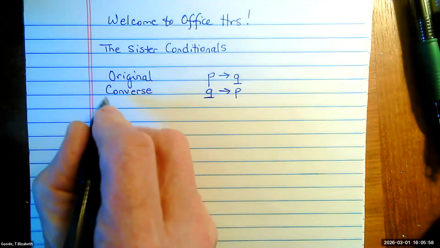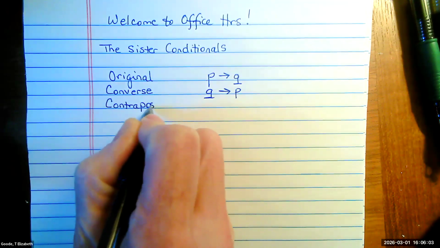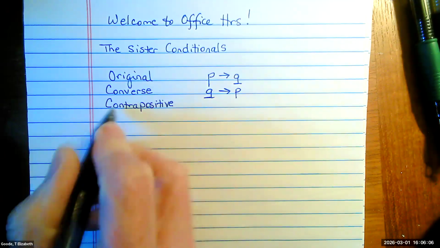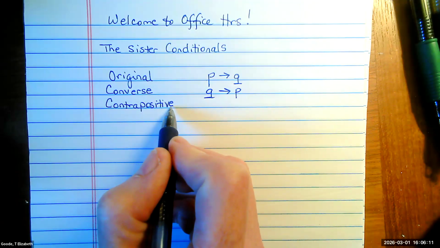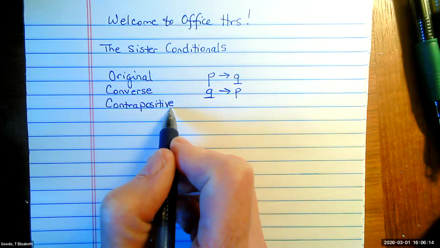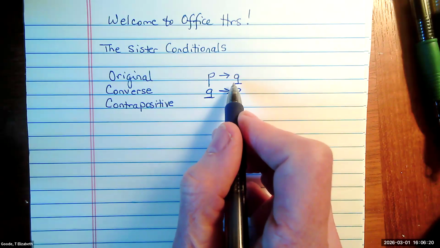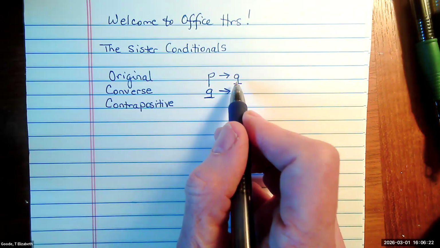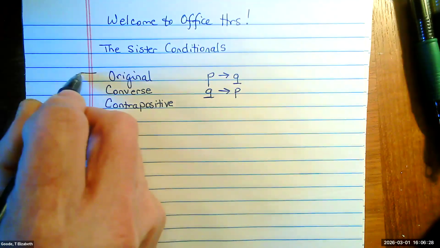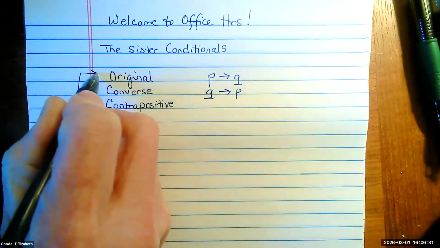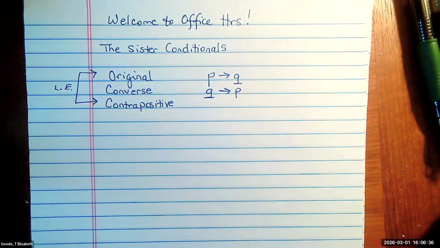Then there's the longest word, contrapositive. Contra means opposing, but positive means something positive happens. The contrapositive of the original looks different, but it's the same statement in terms of logical equivalence. These two are logically equivalent. Do you remember how to build the contrapositive?